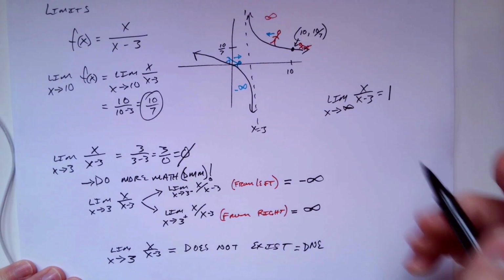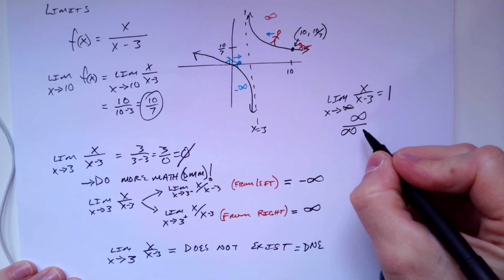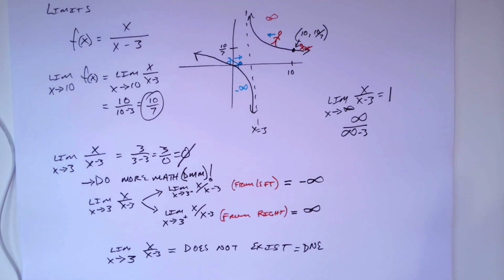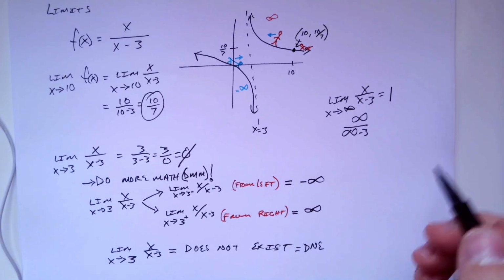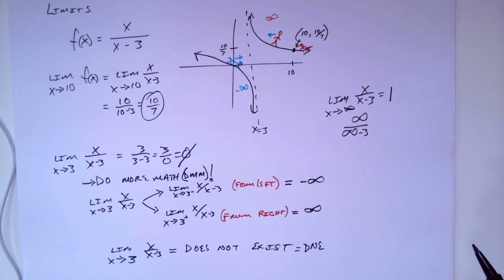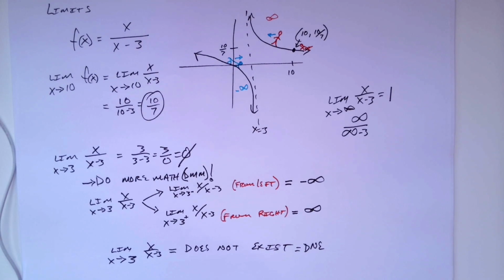Well, so let's dig a little bit deeper on that. So we plug infinity in, we get infinity over infinity minus 3, okay? And they're like, oh, well, infinity minus 3 would be infinity, so that's just infinity over infinity, which is 1. Yeah, it'd be nice if it worked that nicely, but it doesn't always work that nicely, so we have to be really careful when we deal with this. Let's go back to the original problem, okay?